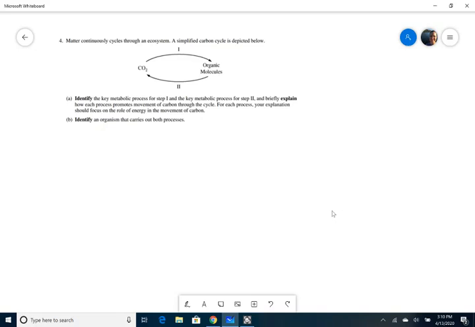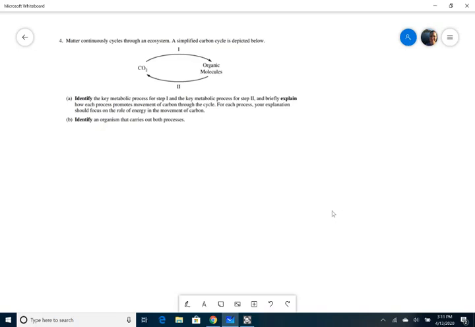And so it says matter continuously cycles through an ecosystem. A simplified carbon cycle is depicted below. And so then we have CO2 going through some sort of process that then gives us organic molecules. And then we have those organic molecules, and it goes through a different process and then lets off CO2.